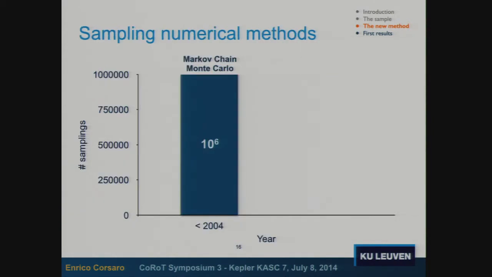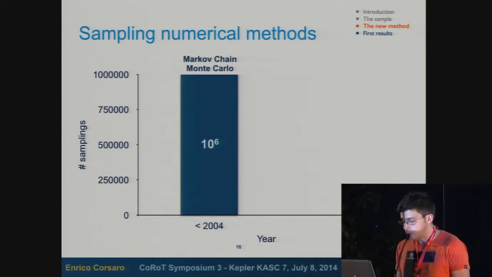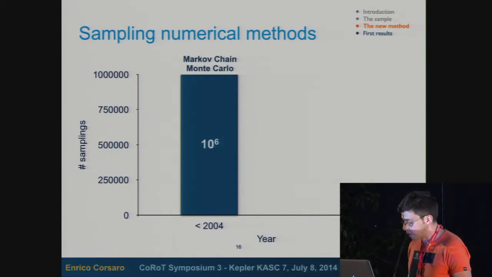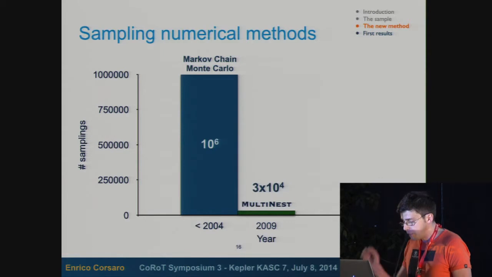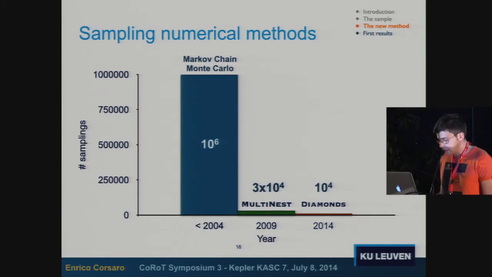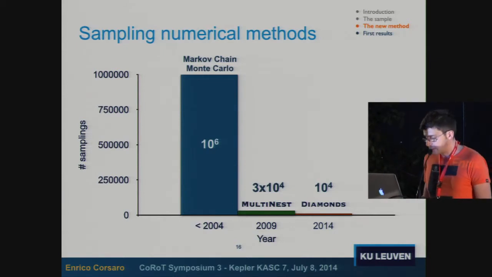So just to give you an idea of the power of this method, classical numerical sampling methods like Markov chain Monte Carlo, that I plot here in this histogram with an arbitrary scale of 1 million sampling points required to provide a solution to a given problem, have been reduced by a factor of about 2 to 100 with MultiNest. And with DIAMONDS, we reduced that number by another factor of 3. So this is already a quite nice result in terms of computational efficiency.